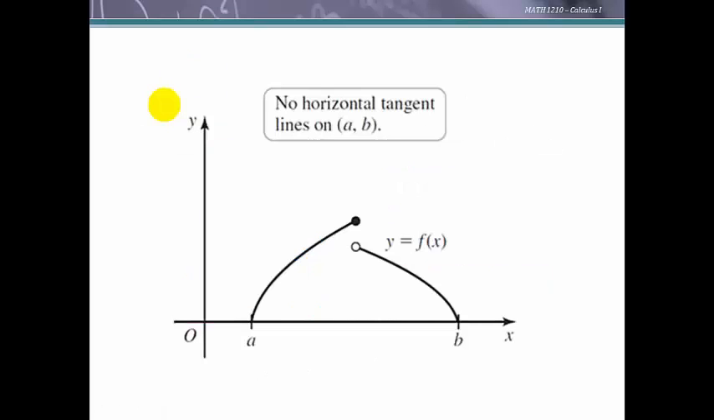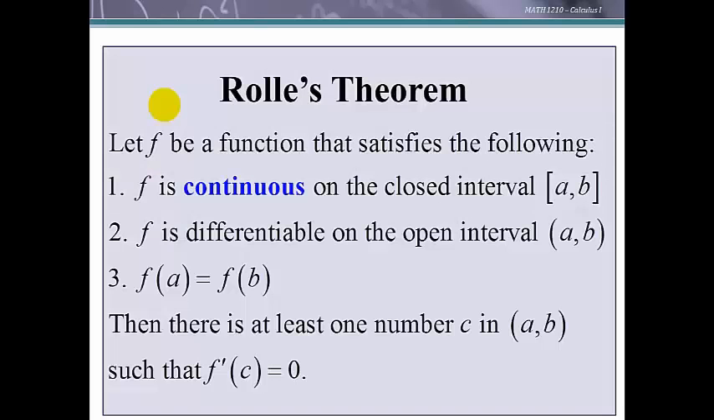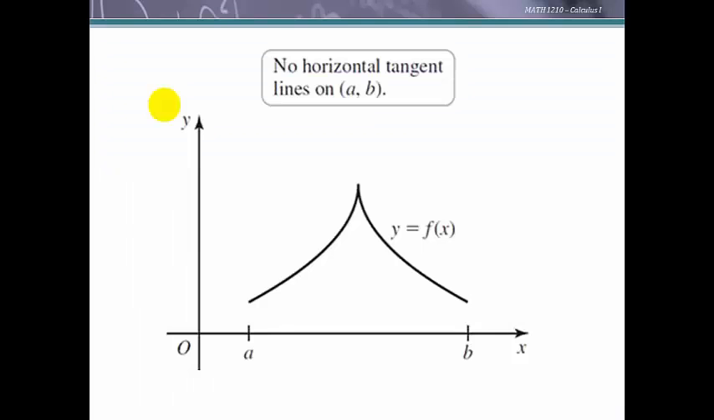Now, what's going on here? We have this closed interval from a to b, but there is no place where there's a horizontal tangent where the derivative equals 0, and that is because we don't meet one of the conditions of Rolle's theorem. We don't have the continuity, and that's one of our requirements for Rolle's theorem. So no guarantees of the derivative equaling 0 here. Continuous is important.